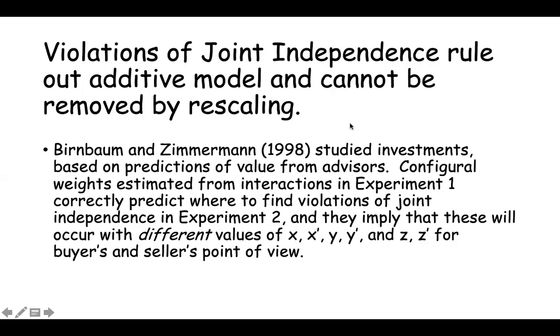But you can get violations of joint independence. Jacqueline Zimmerman and I studied investments based on predictions of the future value of these investments from advisors. And we got divergent fans of curves. We observed those for the buyer's point of view and convergent from the seller's point of view. So we can get the interactions. The interaction will be changed. The configural weights allow you to predict where to look for violations of joint independence. So you can basically fit the model, estimate the scale values, and estimate the configural weight parameter, omega, in that first graph that I showed you.